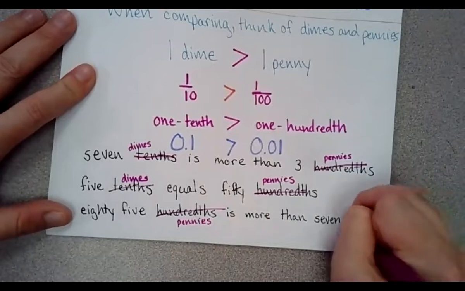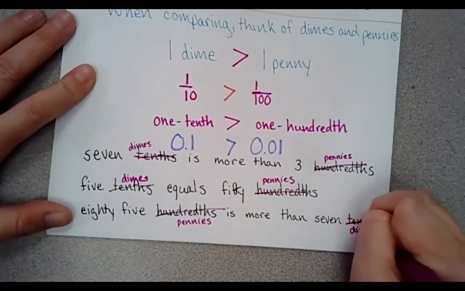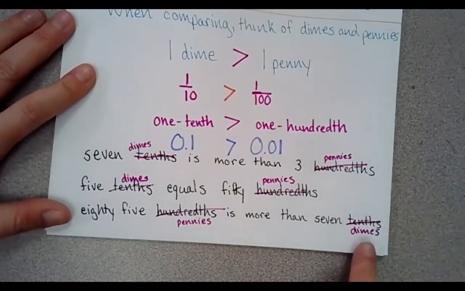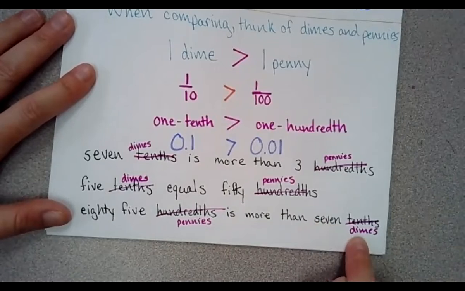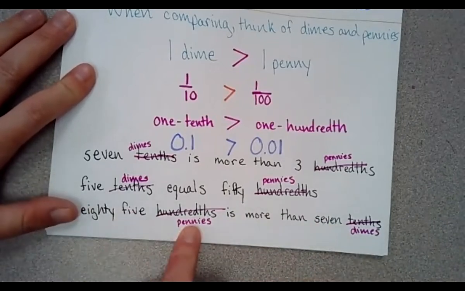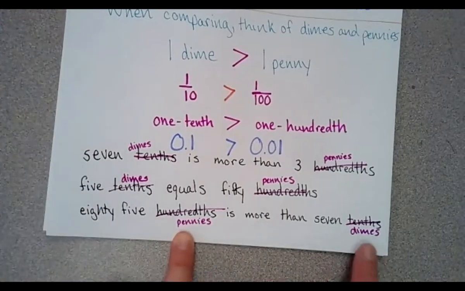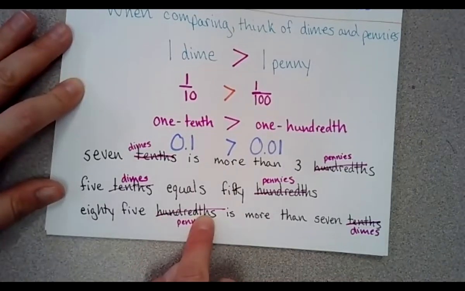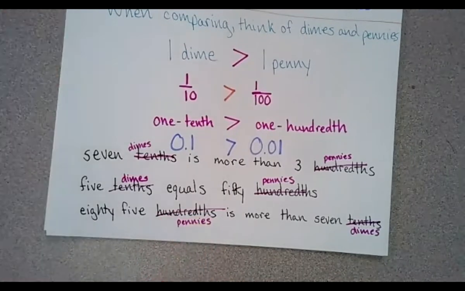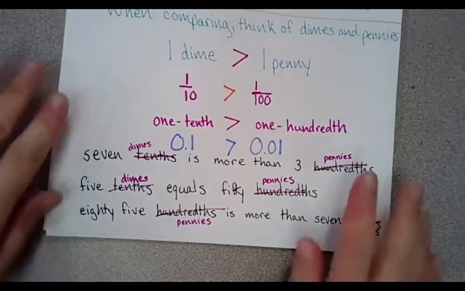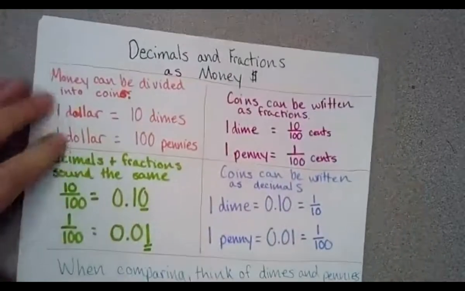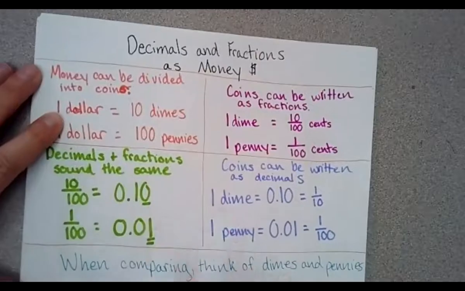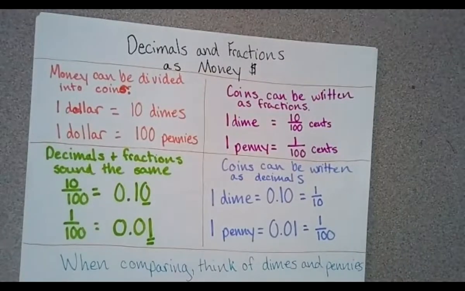You're going to cross out tenths and turn it into dimes. So if you were comparing 7 dimes, that's 70 cents, to 85 hundredths, which is pennies, so 85 cents. So this would be 85 cents. This is 70 cents. So 85 hundredths is bigger, even though it says hundredths, okay? This one is bigger. All right, so that is how you can use what you know about decimals and fractions as money to use them to figure out what they look like in your head.